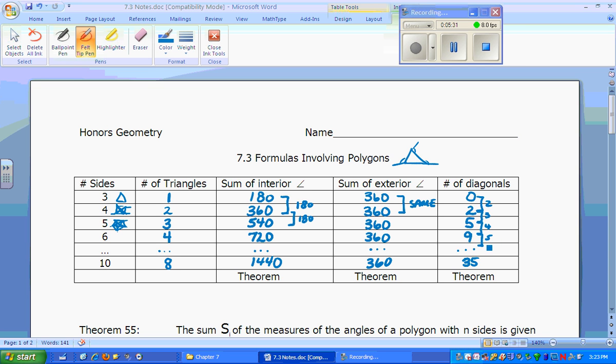5 would have to be the next difference. So a 7-sided figure would have to have 9 and 5 added together. So what do you add? You add 14. So you can see that there's a pattern also going through there.